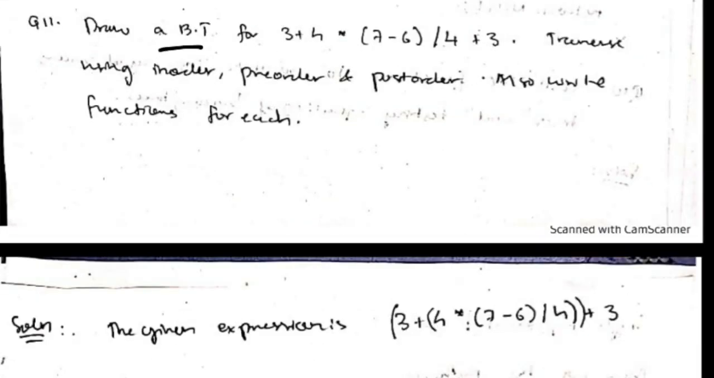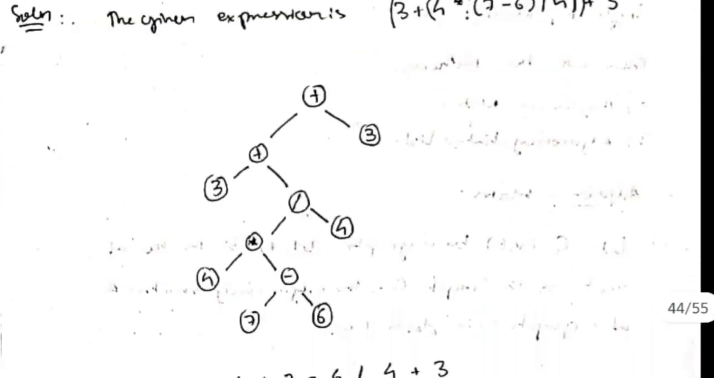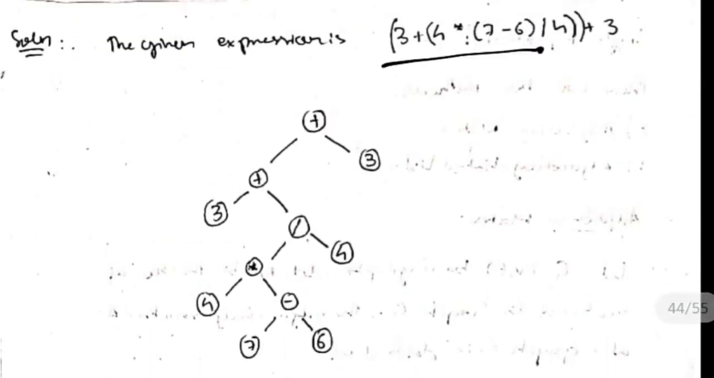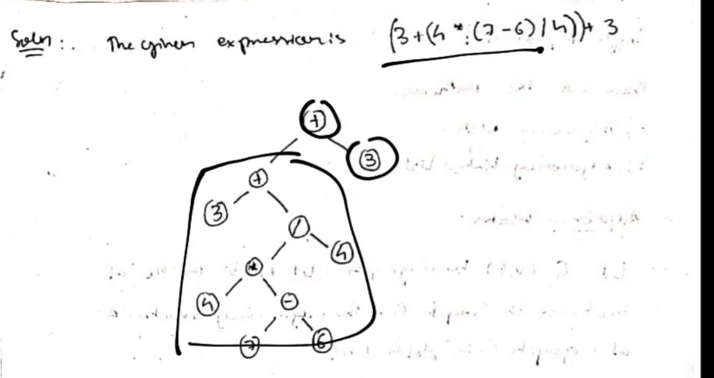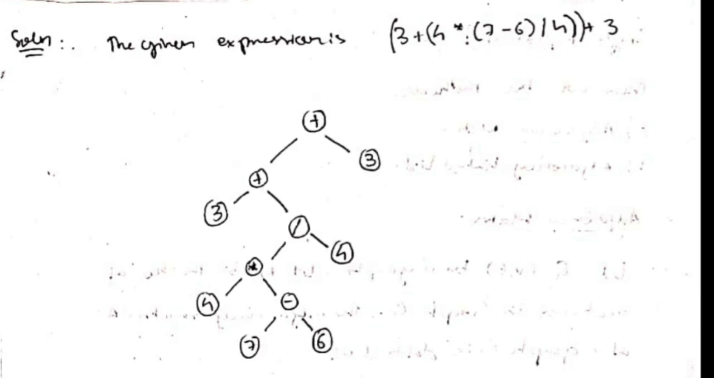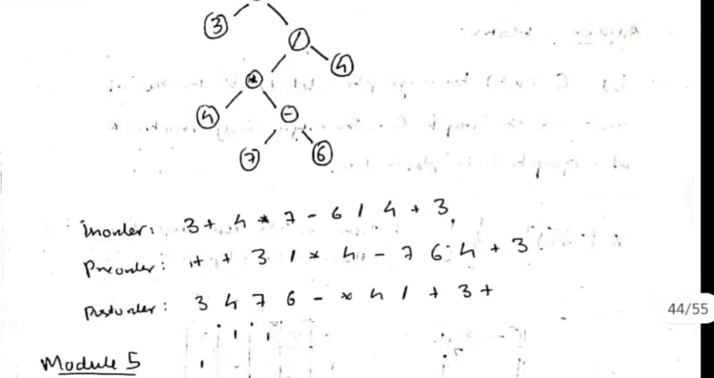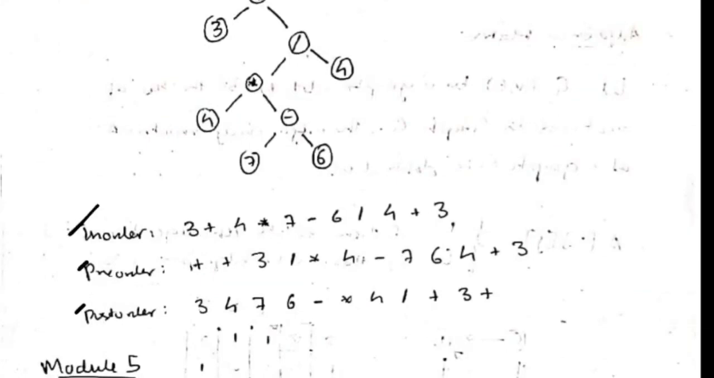We have been asked to draw a binary tree for the expression, and this expression is already in infix expression, so we need not convert it from postfix. So we'll make the expression tree as, first we'll divide it into two parts, and we'll make the plus sign here, and the left part and the right part will be made in a similar way. After making this expression tree, we have to traverse using in order, pre-order and post-order traversal.